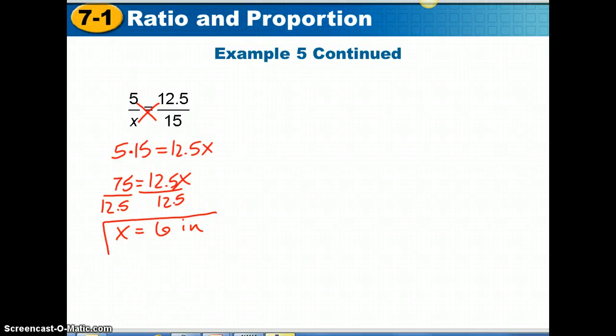All right, that completes our lesson on ratio and proportion. Hopefully this has been a good review, and you'll do a little bit better when we work on the assignment in class. If you have any questions, make sure you ask when class resumes.